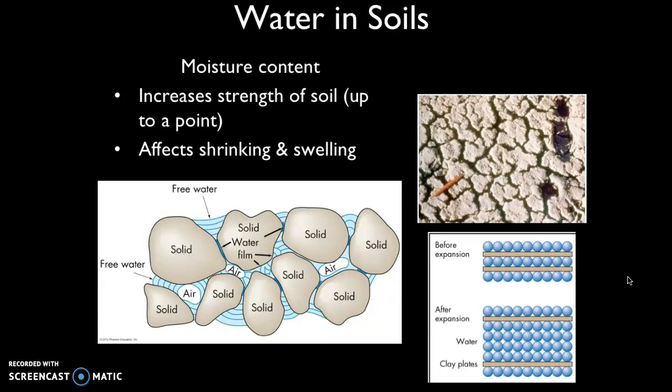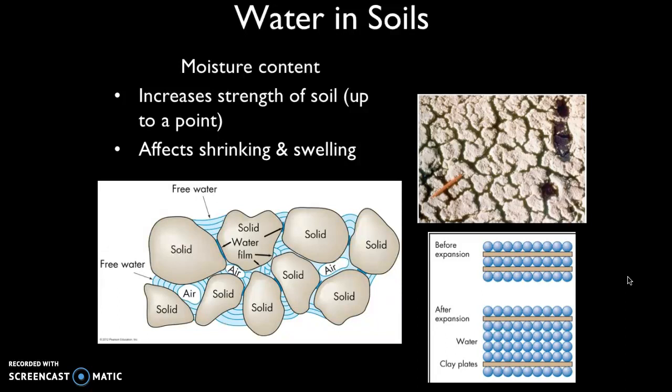In the mass wasting chapter, if something is too saturated, it's going to be more likely that it will collapse. However, if it's very dry, it's also very likely that it will collapse because there's not enough moisture keeping all the grains together. This moisture content within the grains is also going to have a very large effect on shrinking and swelling of your ground.